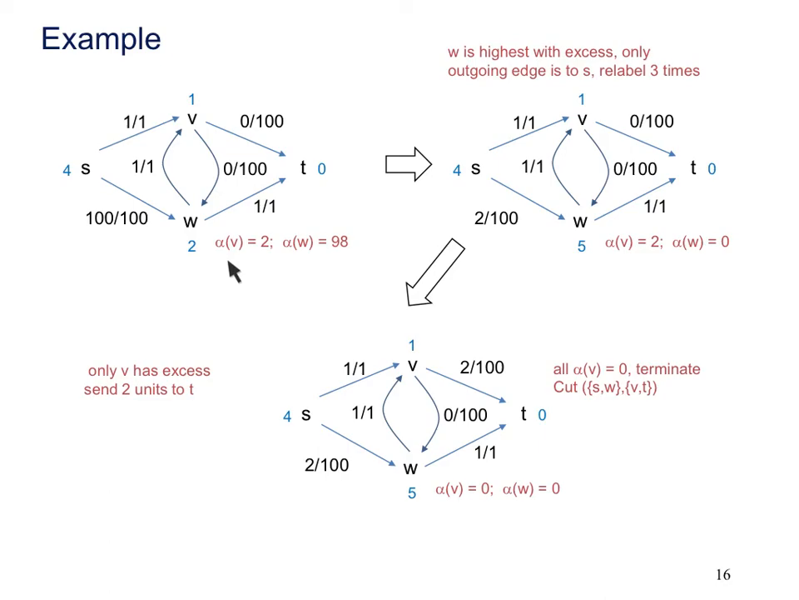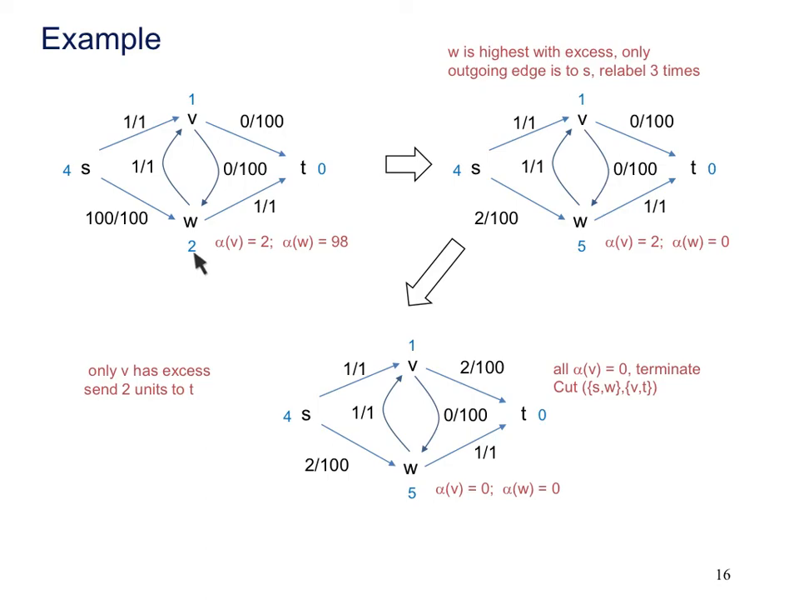So now, where are we? We've got an excess of flow at V of 2 and an excess of flow at W of 98. So we're going to keep working on W. And so W can't push any more flow to either V or T. So what W is left with is a backward edge to S. The backward edge to S has capacity of 100, but W's height is only at 2.